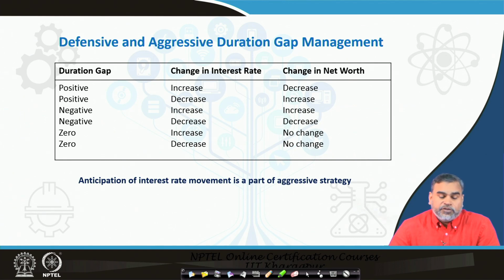If the duration gap is positive and the interest rate is going to decrease, the net worth will increase, which we have already seen. But if the duration gap is negative and the interest rate is increasing, then the change in net worth is also increasing. And if the duration gap is negative and the change in interest rate is declining, then net worth is declining. It is just the reverse of the observations we got from the dollar gap, where we were trying to establish the relationship between the dollar gap and the net interest income. And another case is 0, where whether the rate increases or decreases does not matter.